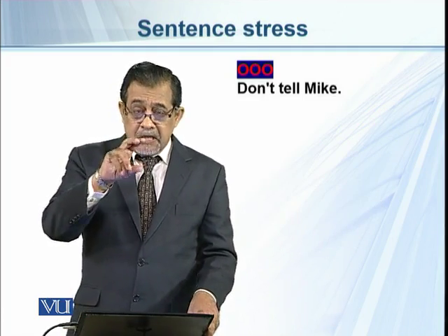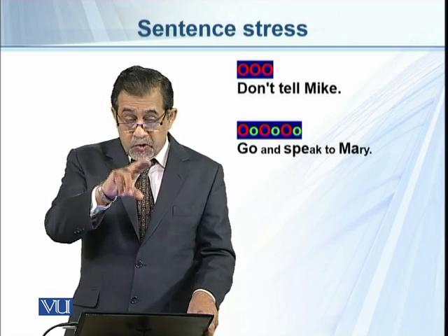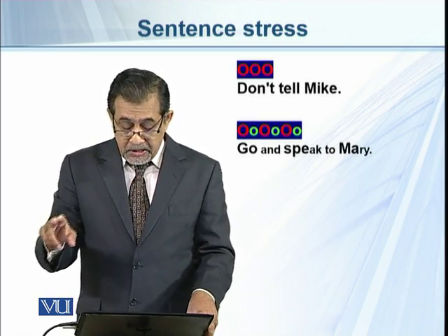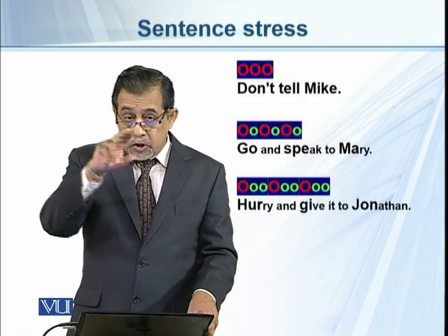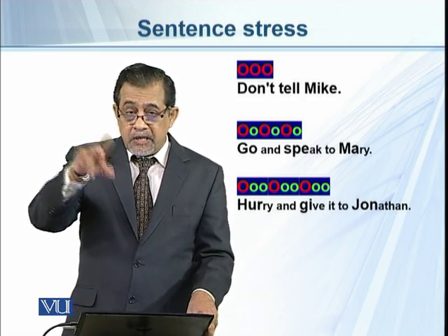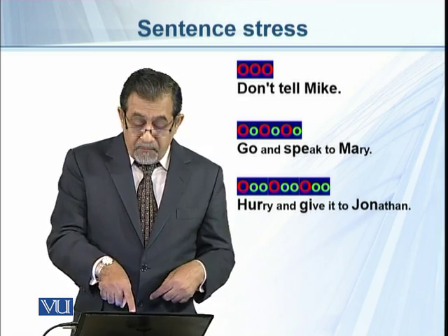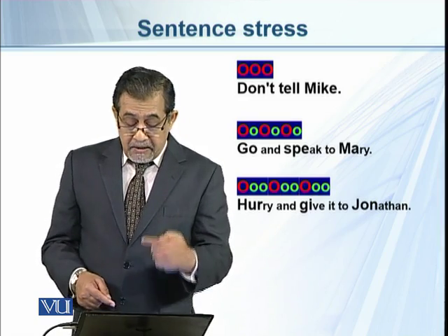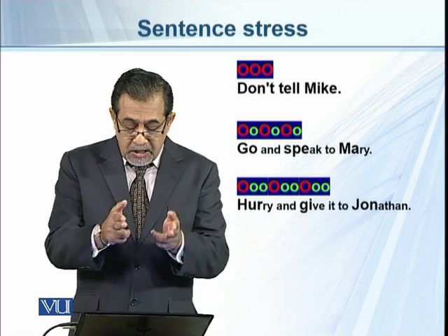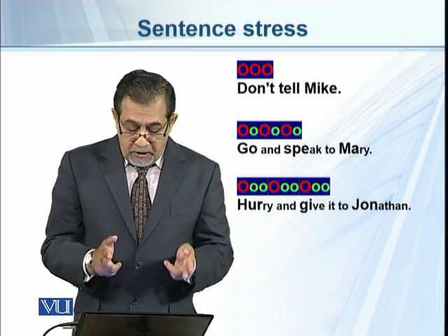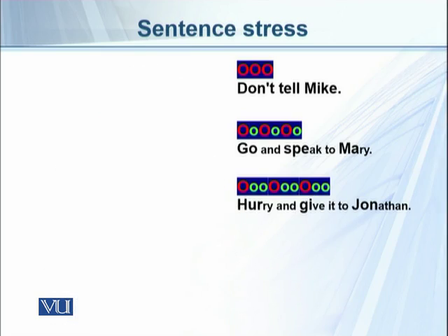For example, these are three stressed syllables. Don't tell Mike. Now we have stress, unstressed, stress, unstressed, stress, unstressed. Go and speak to Mary. And now we have stress, two unstressed, stress, two unstressed, stress, two unstressed syllables. The duration of the two unstressed syllables, go and speak, is the same as the duration of and in the second example, and the duration of re and in the third example is the same. Hurry and give it to Jonathan.